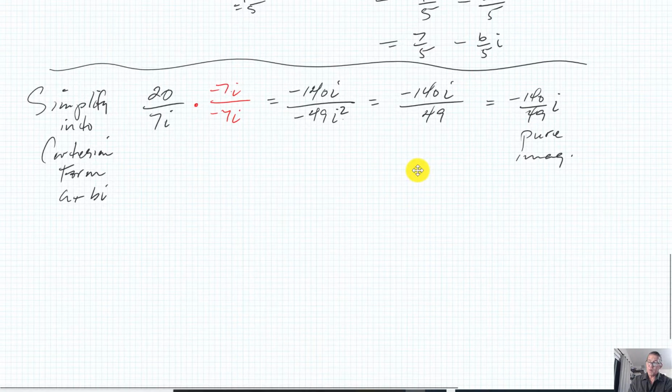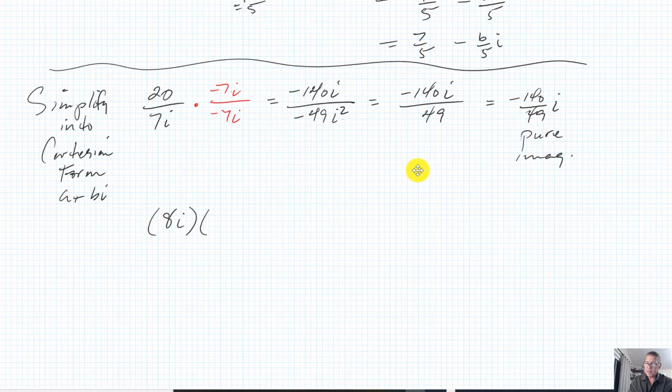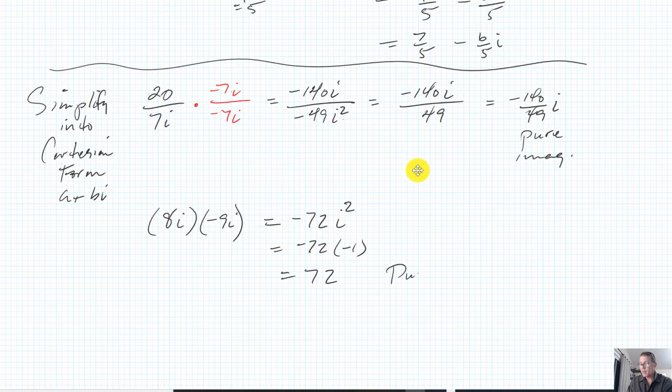So that's something simple. Even multiplication, if I give you something like this, I'm just making this up: 8i times, let's say, negative 9i, something like a product. So instead of dividing, we multiply. You simply take 8 times negative 9, which is negative 72. i times i is i squared. Negative 72 times negative 1. Remember, i squared is just negative 1. Is positive 72. So this one's pure real.